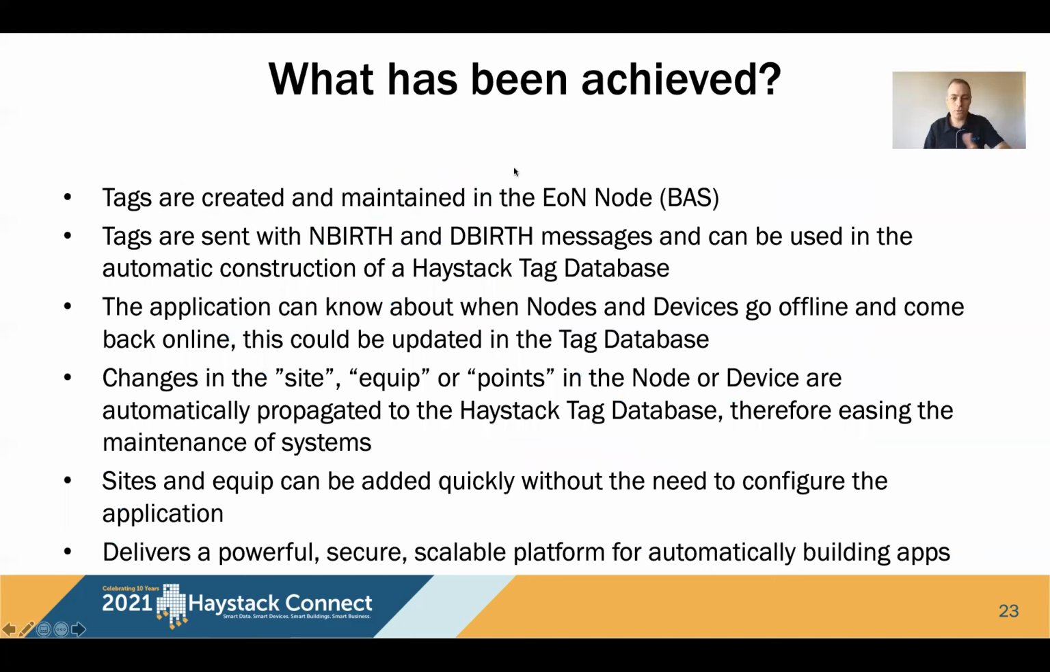So here's a list of what we've achieved. I've just talked about all this, but I think the overarching takeaway is that by working in this way, by announcing that nodes and devices are online, by pushing tags up, automatically building our tag database, what we've been able to do is deliver a powerful, secure, scalable platform for building apps and applications in the cloud, whether it's visualization or analytics or a mobile or cellular phone system application. Reducing the labor involved in this is really important. Being able to do all of this automatically is absolutely super important as well.